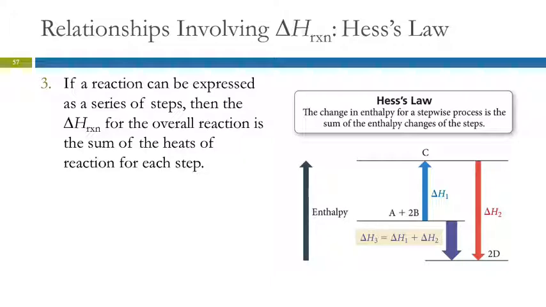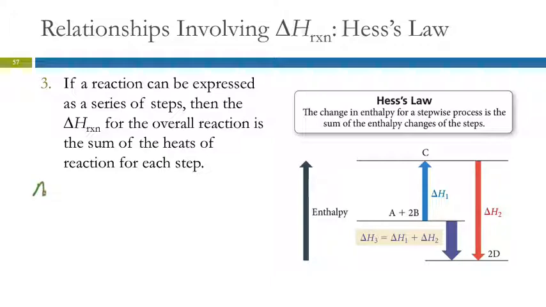This is Hess's law. The change in enthalpy for a stepwise process is the sum of the enthalpy changes of the steps. This takes advantage of enthalpy being a state function. Doesn't matter how you get there, just the net difference between. So if I have a reaction A plus 2B going to 2D, and I want to know delta H for that, but I don't know what it is, if I can come up with other reactions where I know delta H and combine them to form the reaction I'm interested in, I can do that.